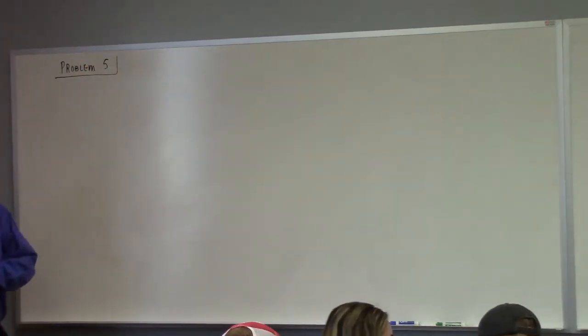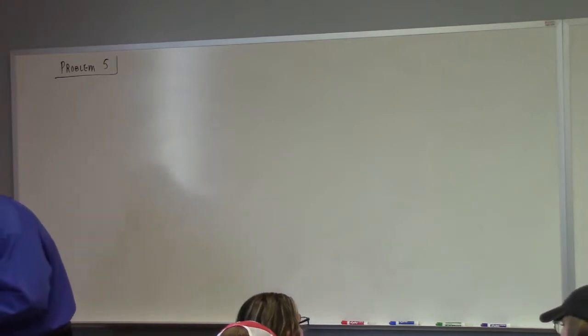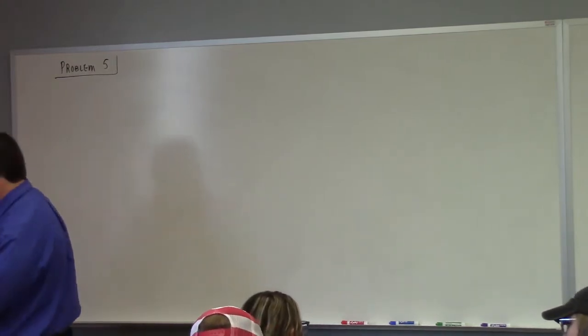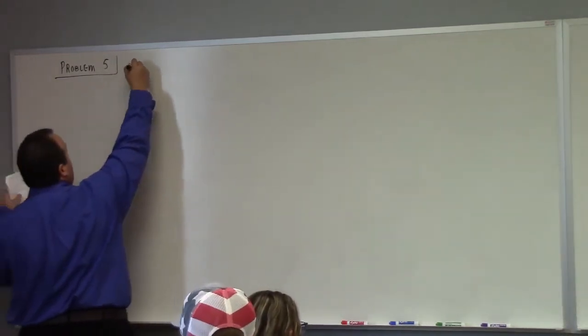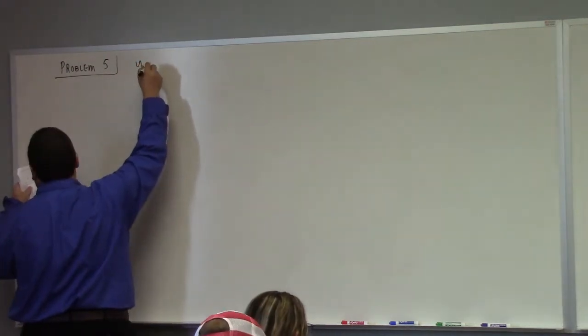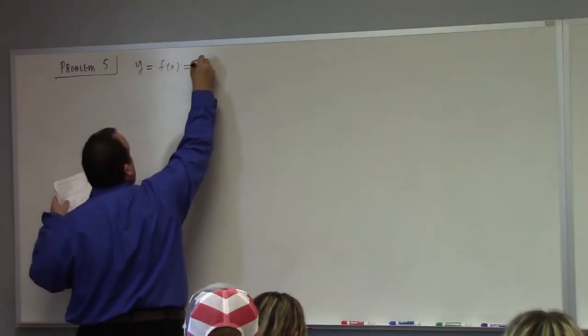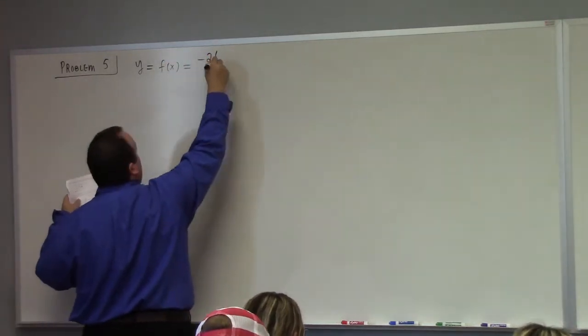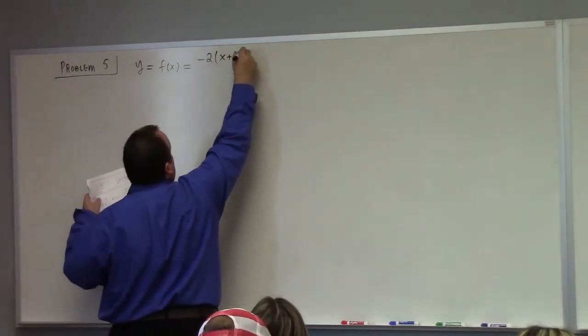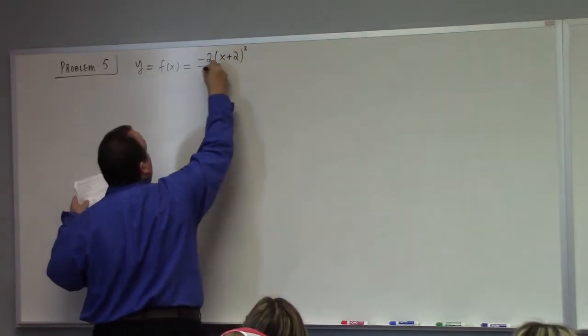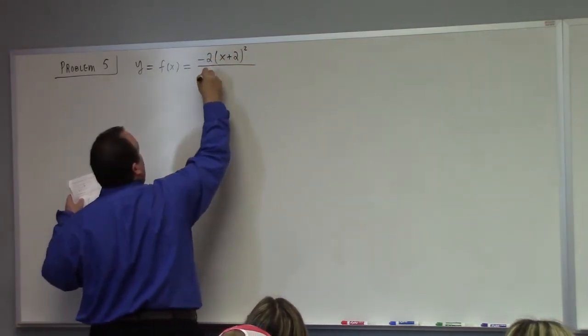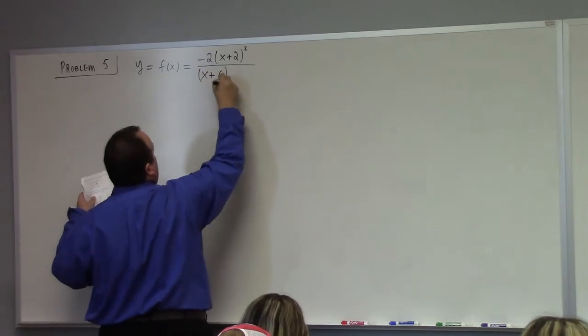So there you're supposed to graph. Let me just steal this here for a second. We're supposed to graph y equals f of x equals minus 2 times (x plus 2) squared divided by (x plus 6).